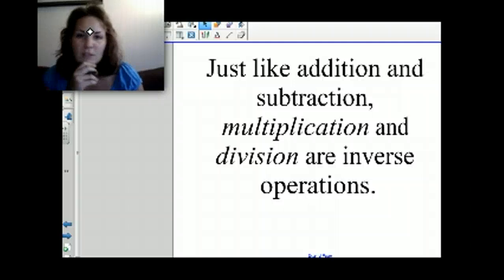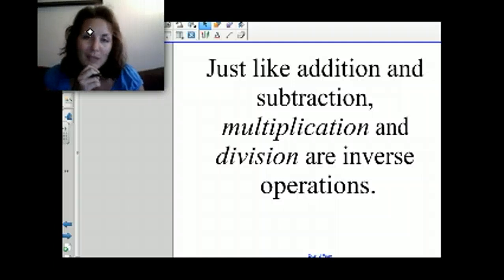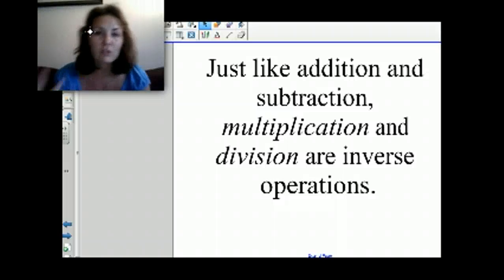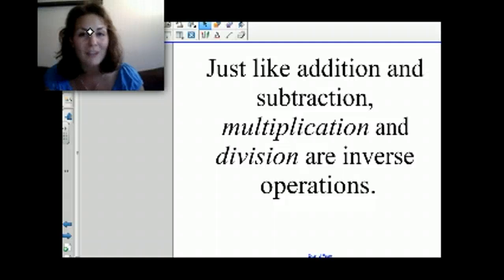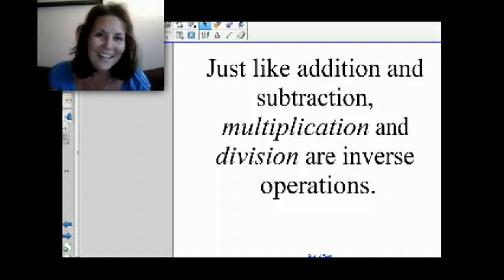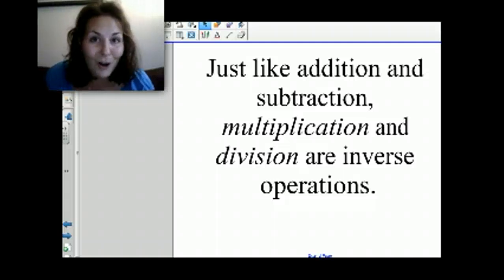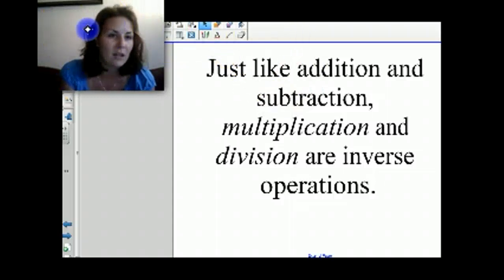Like I said, just like addition and subtraction, multiplication and division are inverse operations. They undo each other. So when we're multiplying, we divide. When we want to divide, we undo with multiplication. And that's how we get our variable alone. Haha, you're going to hear that so much.